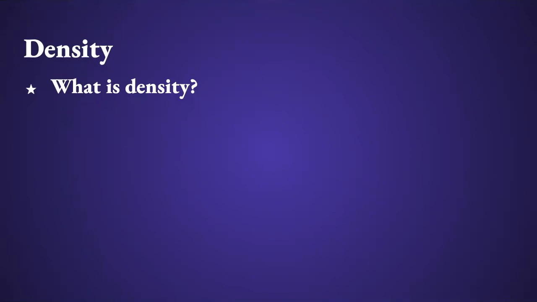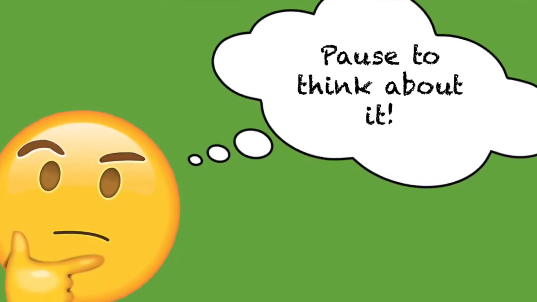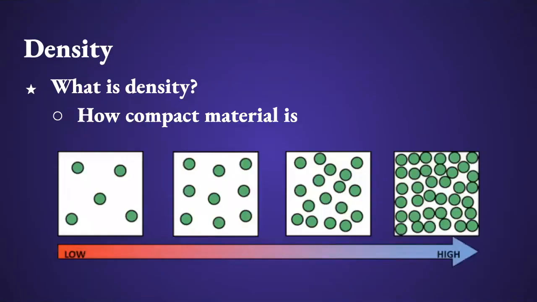The last thing we're going to talk about today is density. So do you guys know, or what do you think density is? So density is basically telling you how compact the weight in an object is. So as you can see, the more weight or green dots in this box, fixed volume, the more dense a material is going to be.